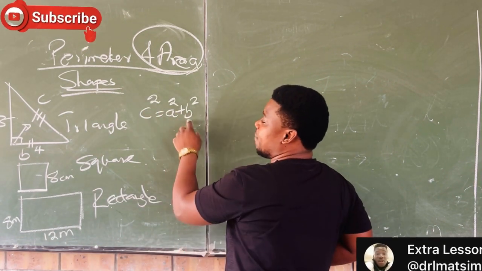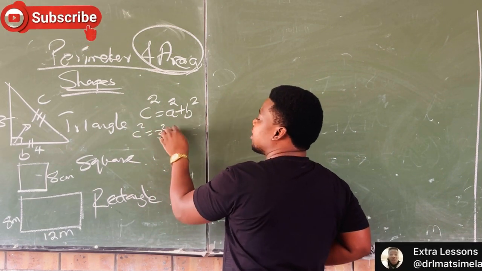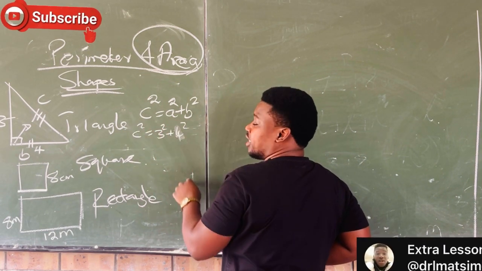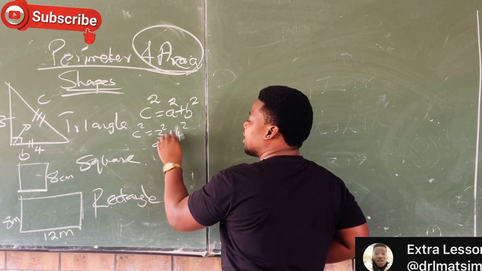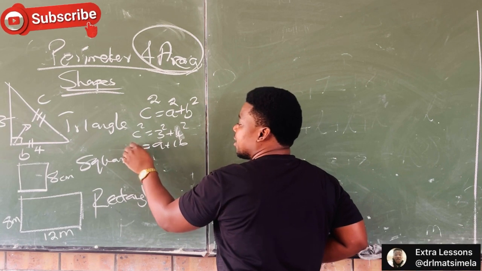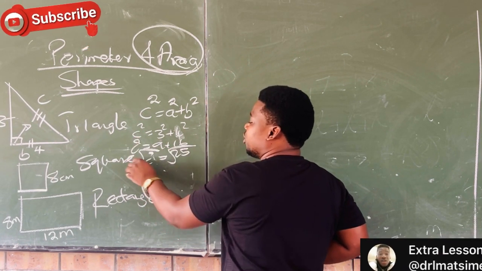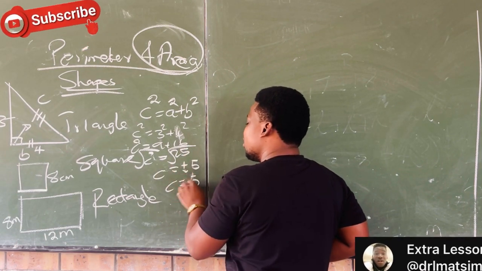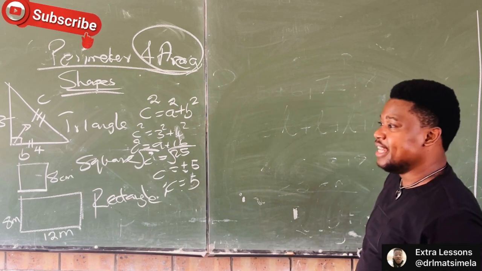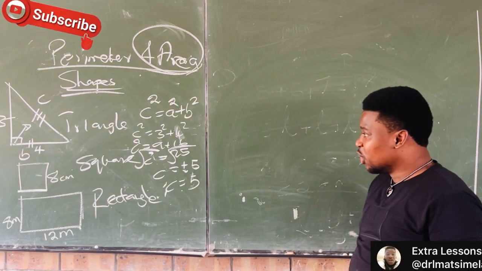We substitute them. So we will have c squared is equal to 3 squared plus 4 squared. Which will give us what? 9 plus 16, which is 25. Then we will have c squared is equal to 25. We take the square root of both sides. c is equal to plus or minus 5. Therefore, c is equal to 5, since it's a side, we only take the positive value. Is that clear? Good.